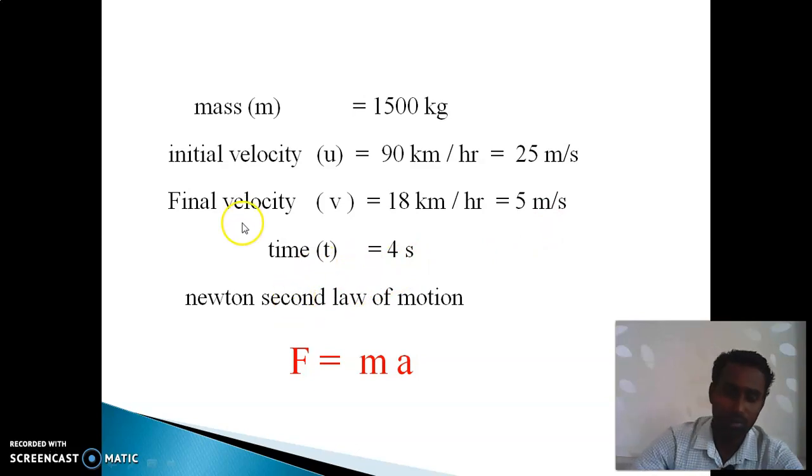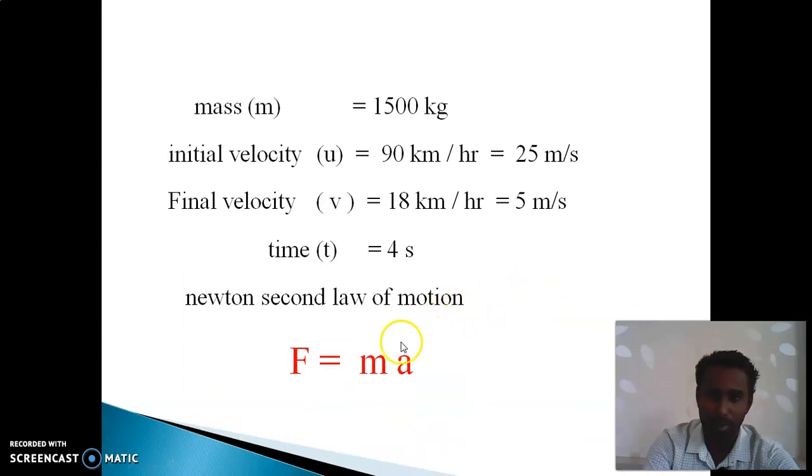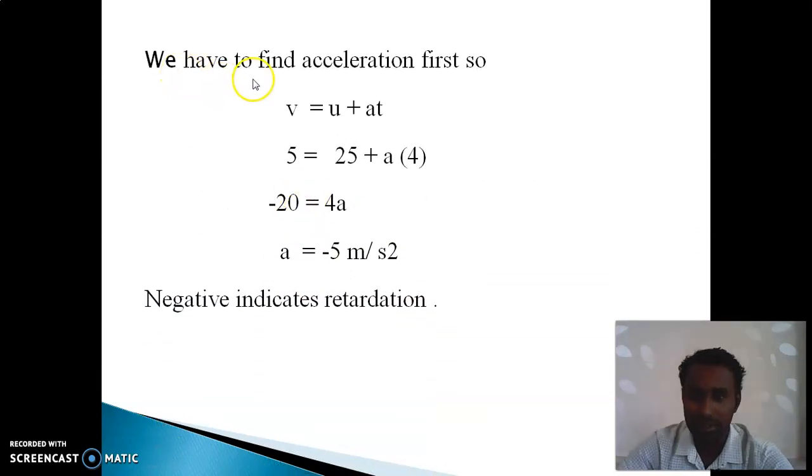So as you know, first they said to find that acceleration. So acceleration means what is the formula? As you know, Newton's second law of motion: F equal to ma. Here a means acceleration, m means mass, F means force. So how do we find acceleration? First we have to find the acceleration from the given values.